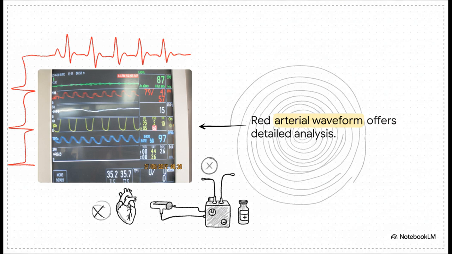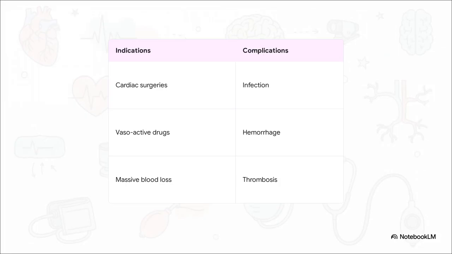That continuous red arterial waveform gives us this amazing beat-to-beat visual analysis of the patient's cardiovascular status in real time. It gives us the crucial cardiac output and volume data we need. However, it's a real clinical balancing act. We have to critically weigh the absolute necessity of an arterial line, like in scenarios involving massive blood loss, neuro procedures, or needing frequent blood gases, against the severe complications it can cause.